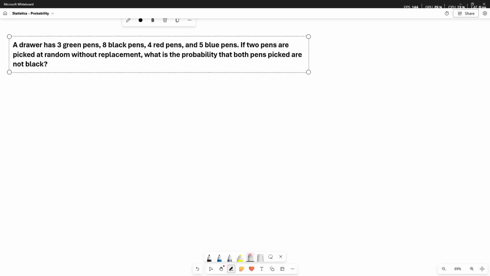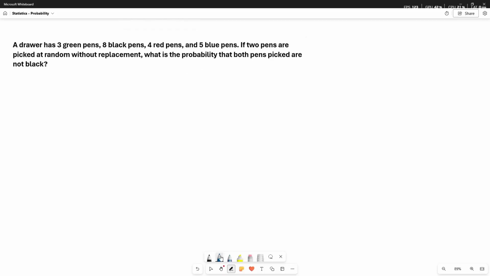A drawer has 3 green pens, 8 black pens, 4 red pens, and 5 blue pens. If 2 pens are picked at random without replacement, what is the probability that both pens picked are not black?